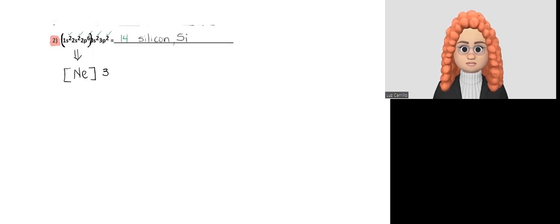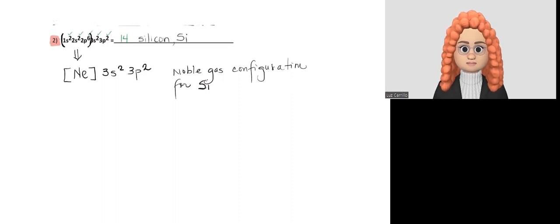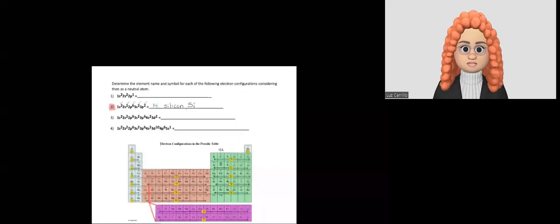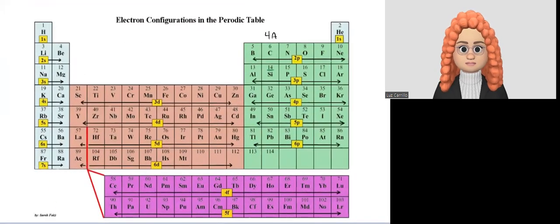So we do 3s2, 3p2, and we can observe that this is the noble gas configuration for silicon. Now, if we look at a periodic table, so you can utilize it as your reference, we observe that silicon is right here.